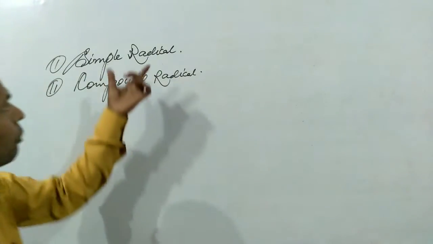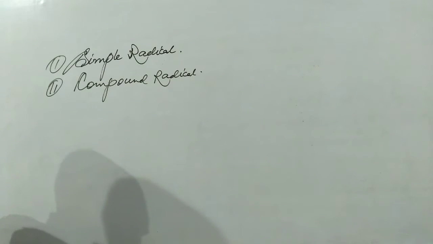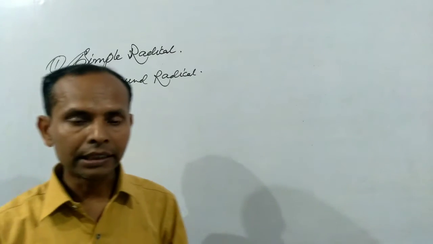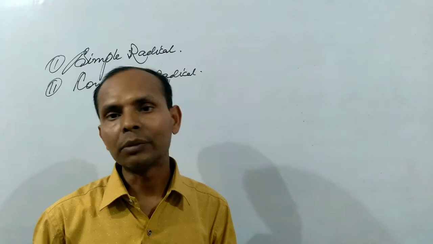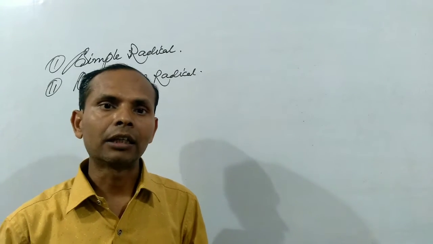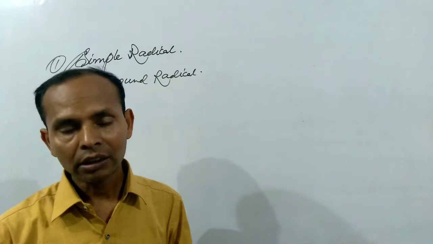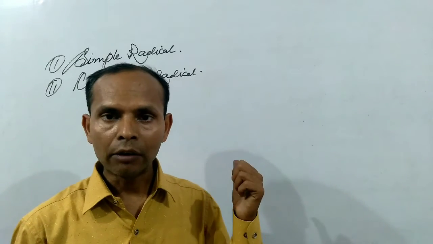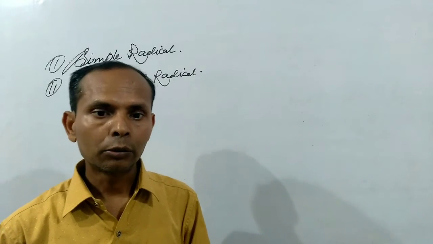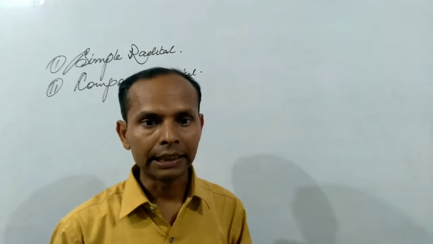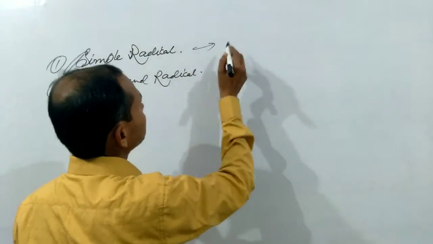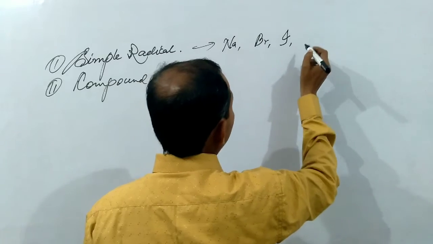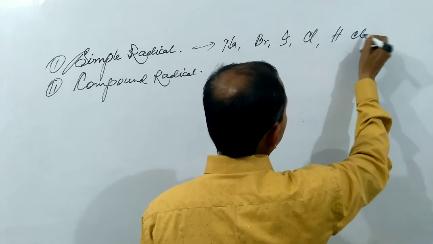Simple radical is such a type of radical which is an atom only, like sodium radical, chloride radical, bromide radical, iodide radical. These all are simple radicals because they have only one atom or only one element, so they are called simple radical. Similarly, a compound radical is such a type of radical which has two or more atoms of different elements. So we can take some examples. Simple radicals are sodium radical, bromide radical, iodide radical, chloride radical, hydride radical, etc.